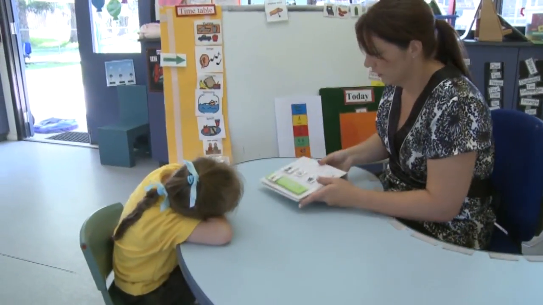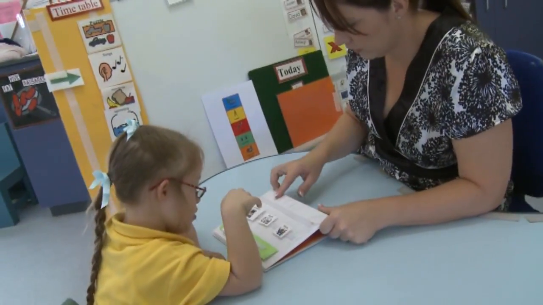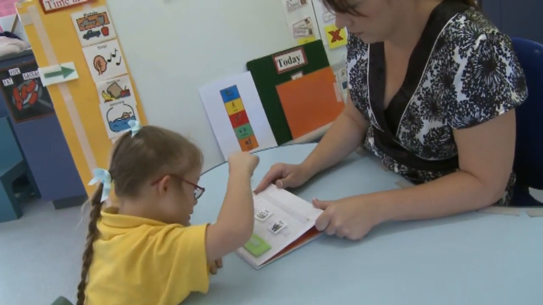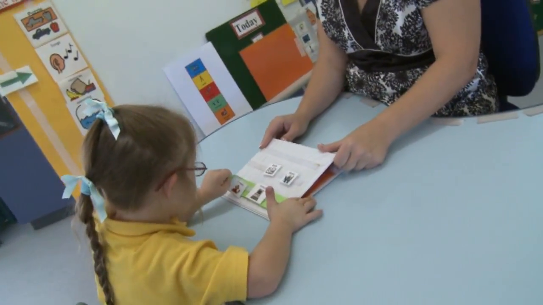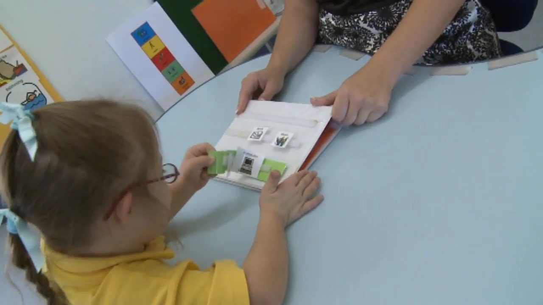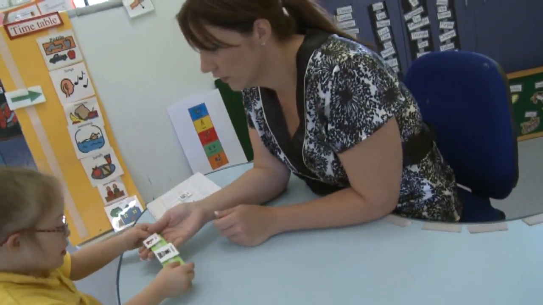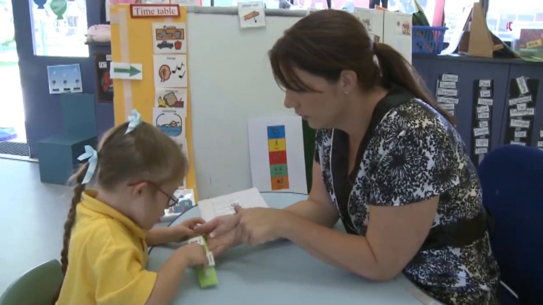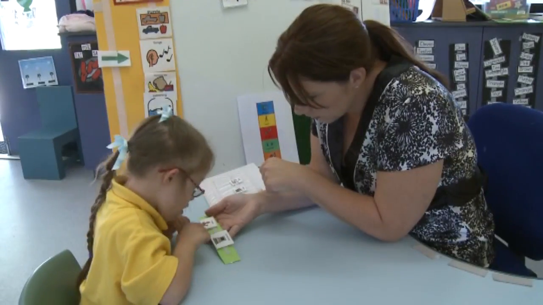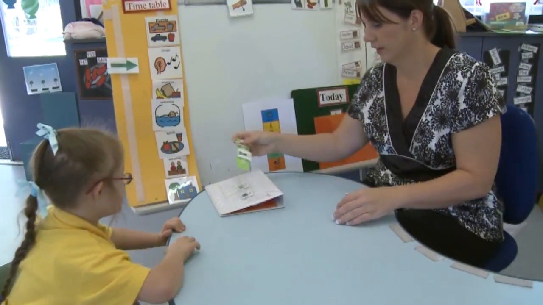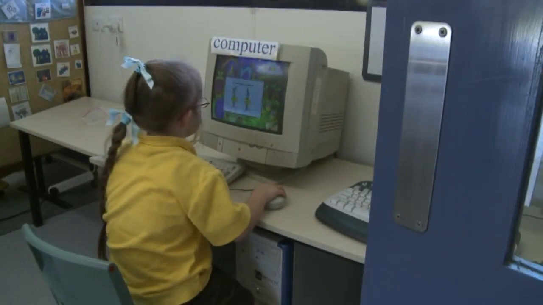PECS stands for the Picture Exchange Communication System. It has been designed to help children and adults with autism and other developmental disabilities to learn how to initiate communication. From a range of pictures, they take the picture which represents the choice they want to make to their teacher or the person they're talking to, and exchange it for the item represented in the picture. Here Grace has chosen computer as the activity she'd like to do.